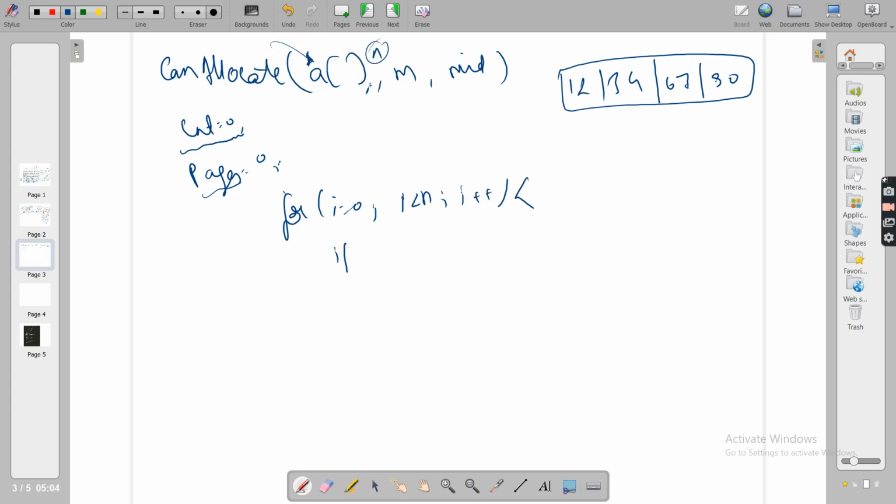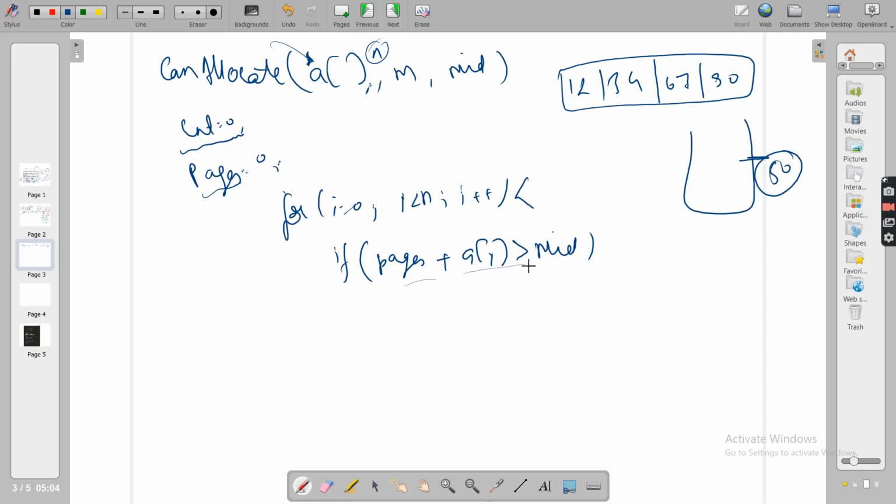Now what are you doing? If your current number of pages for the student plus your incoming page, let's say A of I, is greater than mid, if you cross this boundary, say you want a certain number of pages, let's say 50, and you cross that boundary, you cannot allocate this current page to the same student. So in that case, you have to increase the count plus plus. You will say that, yeah, this first student, count was 0, count became 1.